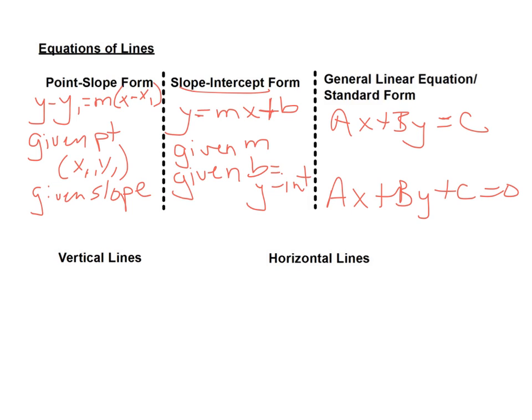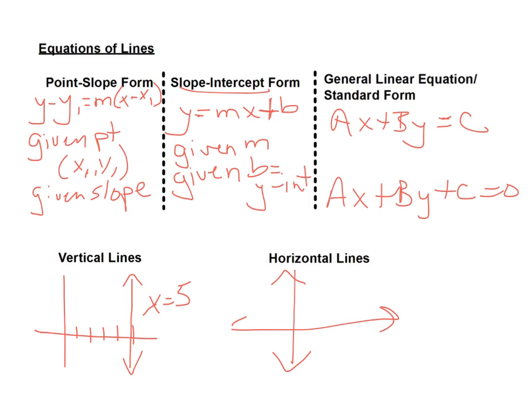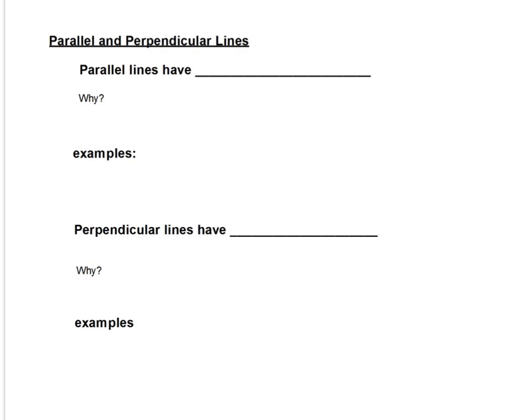All right, vertical lines, I just want you to remember, have a special equation. Vertical lines, like if I graph this line right here, it's x equals 5, okay? X equals some constant. And horizontal lines are similar. So this one would be like y equals 3. It's y equals a constant. All right, we know parallel lines have the same slope. All right, so why is that? By the way, we're going to skip the examples, same here.